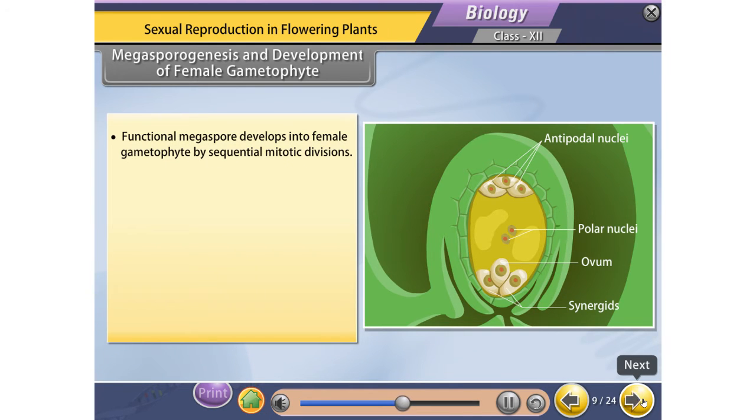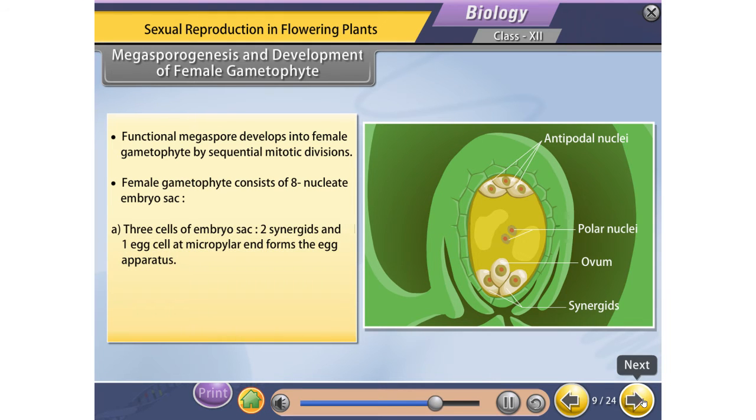Functional megaspore develops into female gametophyte by sequential mitotic divisions. Female gametophyte consists of 8 nucleate embryo sac. A. 3 cells of embryo sac, 2 synergids and 1 egg cell at micropylar end form the egg apparatus. B. 3 antipodal cells are formed at chalazal end. C. Central cell consists of 2 polar nuclei.